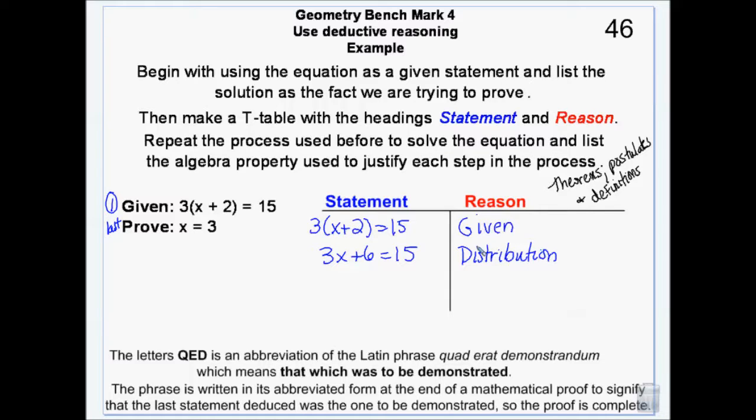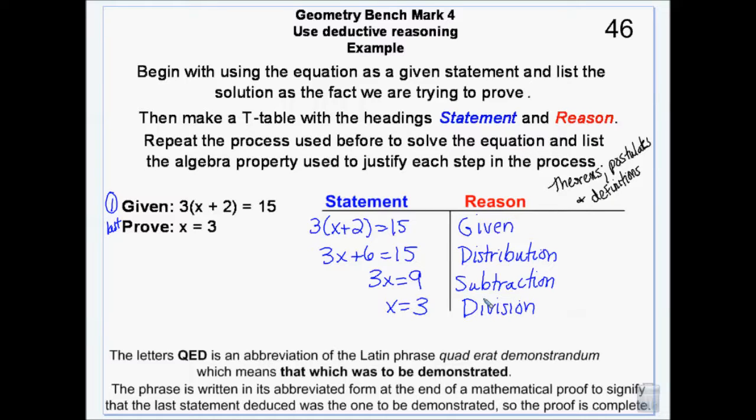This statement, x equals 3, will always be the last. So the given is always the first statement, or statements, because sometimes they give you more than one given. And the prove is always the last thing that you write. Then I subtracted 6 from both sides, giving me 3x equals 9, and the reason is subtraction. Then I divided by 3, giving me x equals 3, and that was from division.